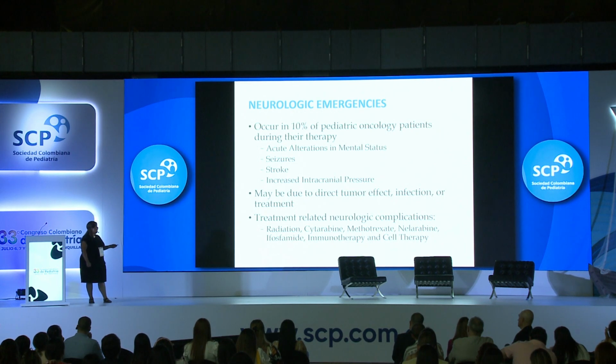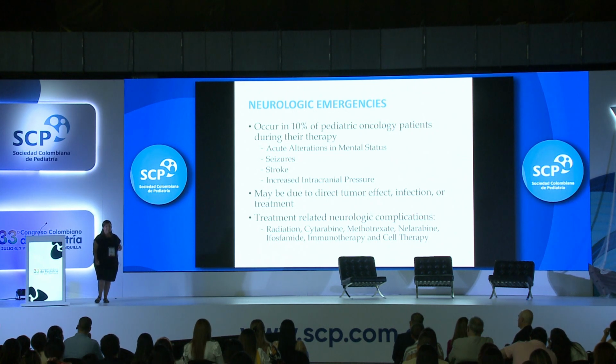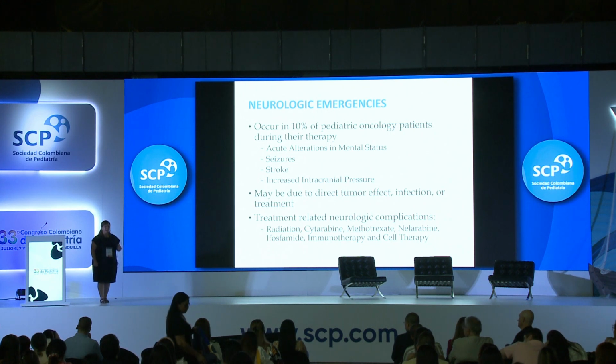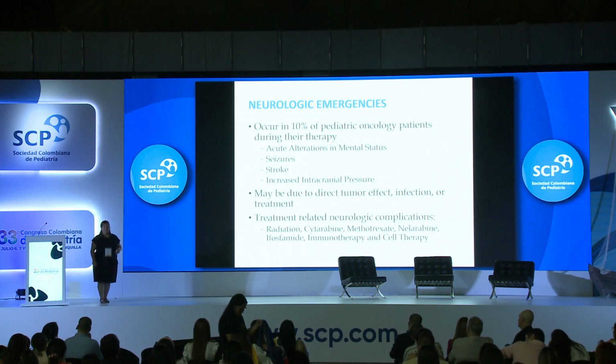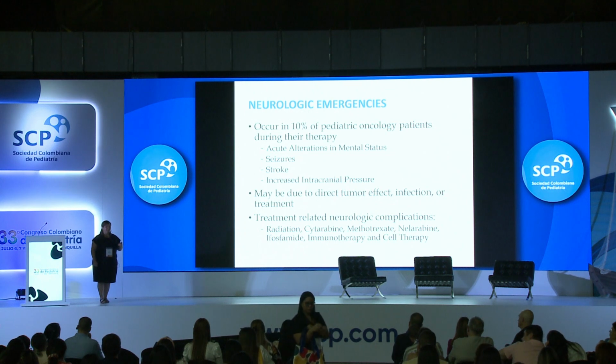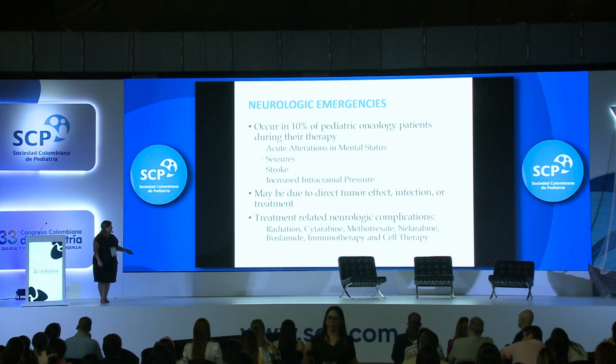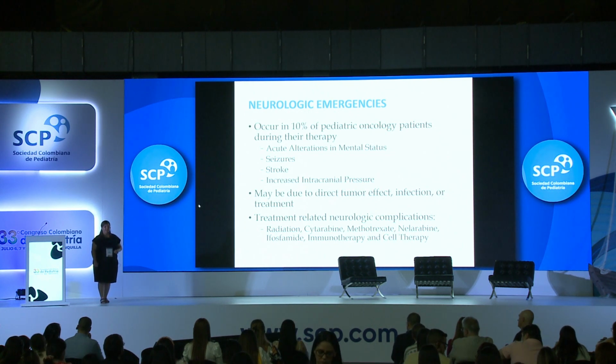And the treatment-related neural complications really depend on the type of treatment that patient has received. There's a whole list of many of the medications we give that have their own unique neurologic complications, and many of these can be emergent. I list a few here, such as radiation, cytarabine, methotrexate, nelarabine, ifosfamide, and then I'm also including immunotherapy and cell therapy as well.